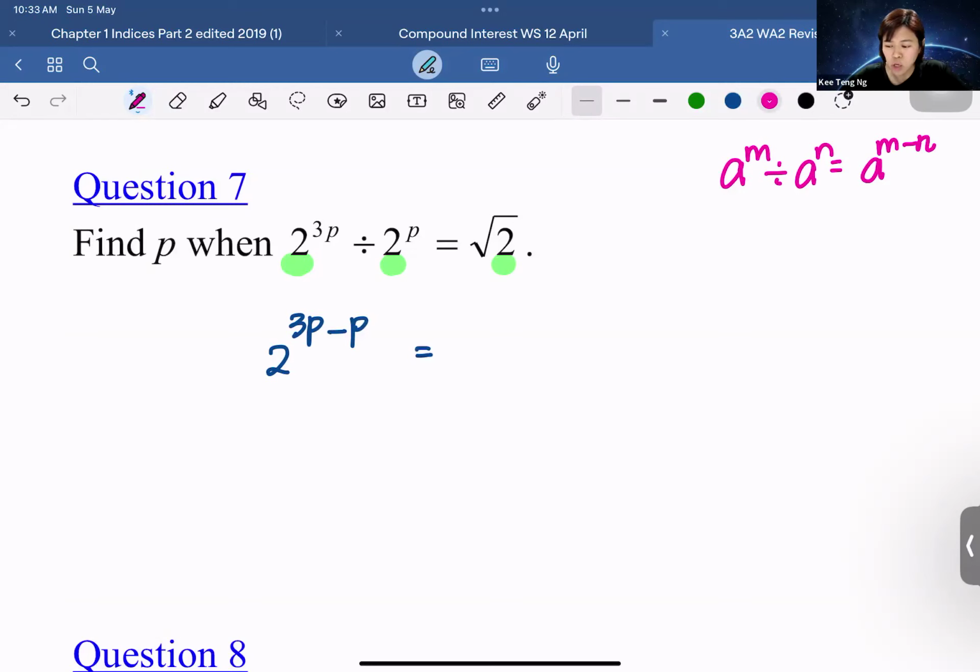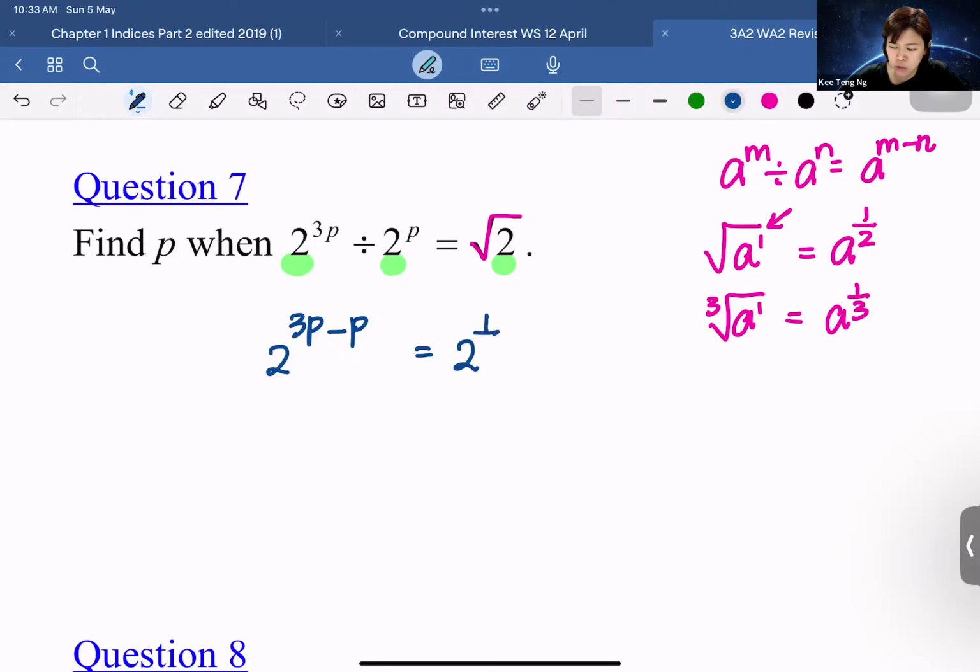Then when I have root, square root actually means divide the power by 2. So if my original power is 1, I'm going to divide my power by 2. That will give me power half. Similarly, if I have cube root, I'm going to divide the power by 3, a to power 1/3. If I have the other form of root, I'll divide my power by whatever root form that is. So in this case, this will become 2 to power of 1 over 2. Simplifying, this is 2 to the power 3p minus p, 2p.